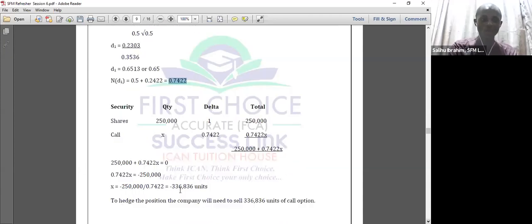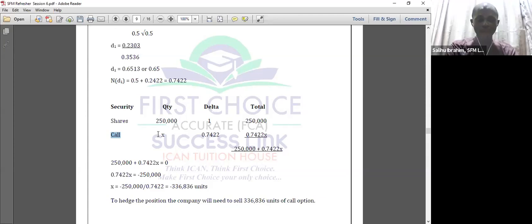I will now go and establish my delta neutral hedge. You can see that before you can establish a delta neutral hedge, the starting point is for you to know your data. Okay? So I have my security, I have quantity, I have delta. We have shares. The number of shares is 250,000. Delta of underlying asset is 1. Multiply this by this, you have 250,000. So I'm using call to hedge.